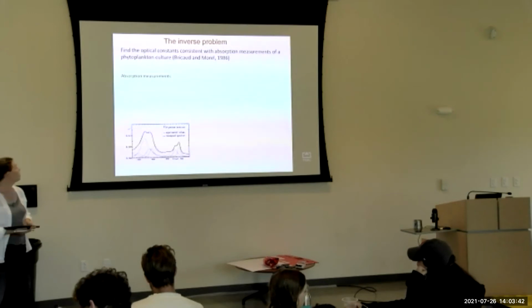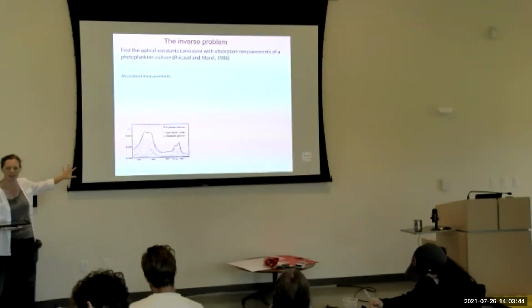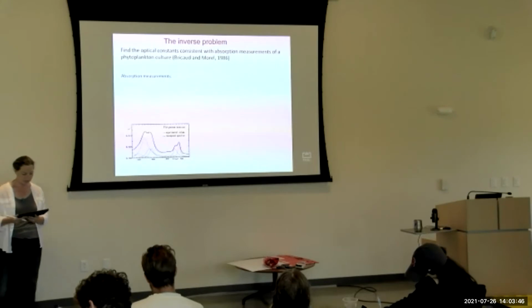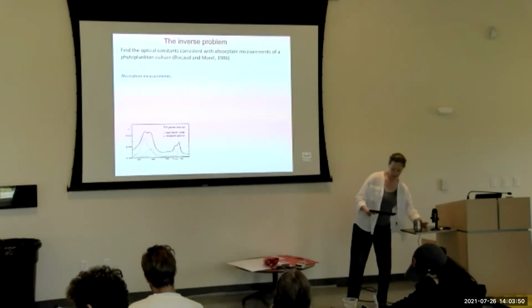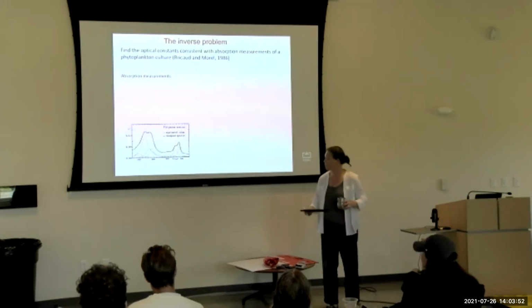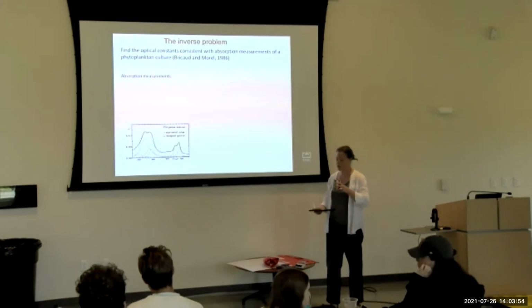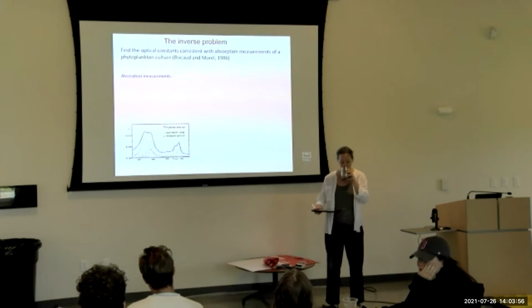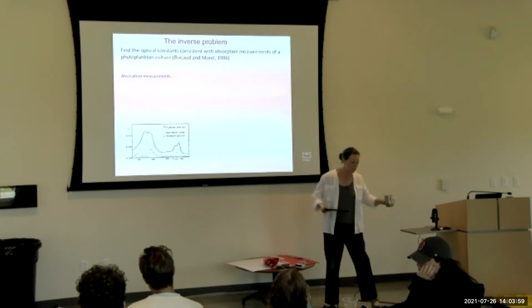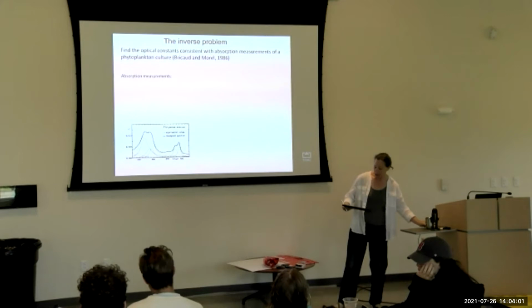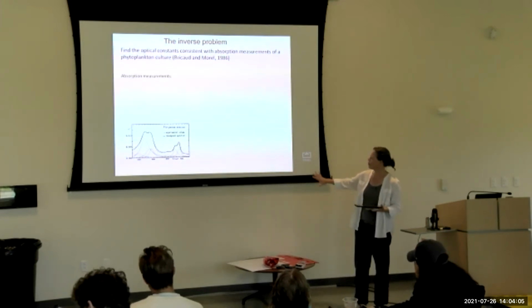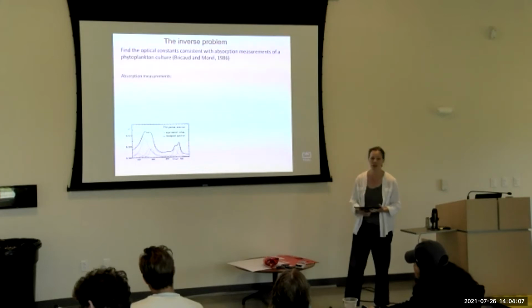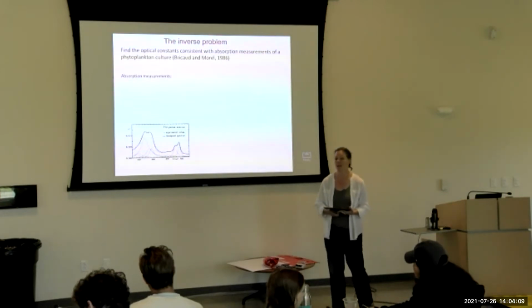Okay, so one of the first applications of Mie theory that really reproduced these optical constants associated with real particles, sorry, I'm going to get some water, was a paper by Bricaud and Morel in 1986 where they reconstructed the optical coefficients of phytoplankton cultures using Mie theory.